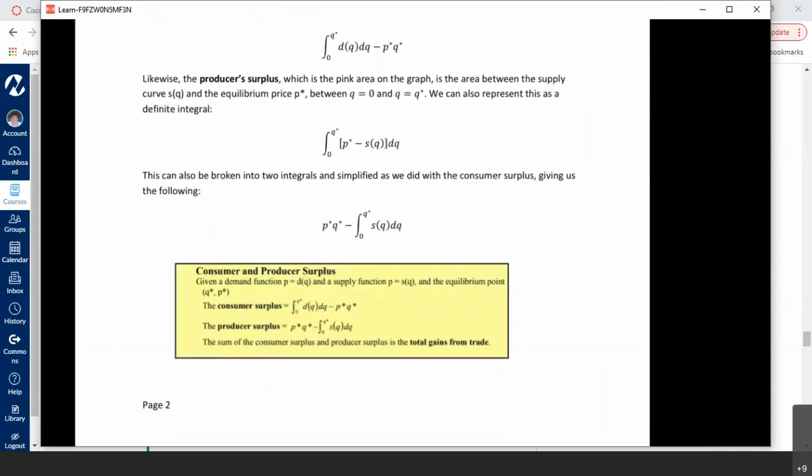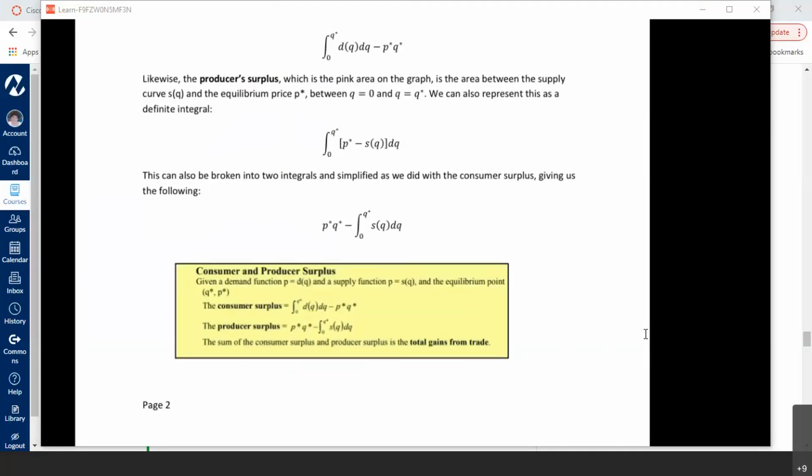But anyway, does anybody have any questions about where the integrals came from? Questions about where the integrals came from? Anybody questions about any of it? It's just the area between two curves. That's all it is.